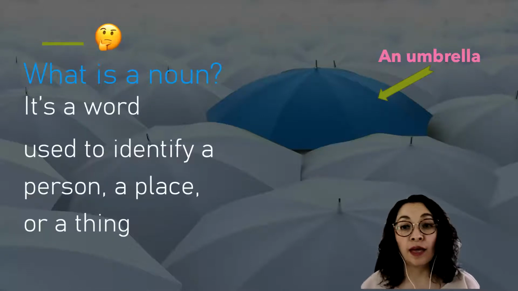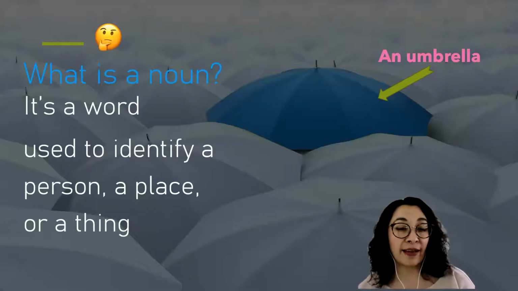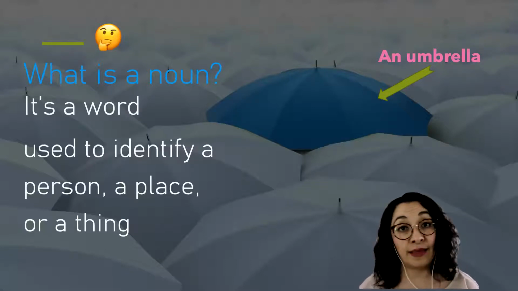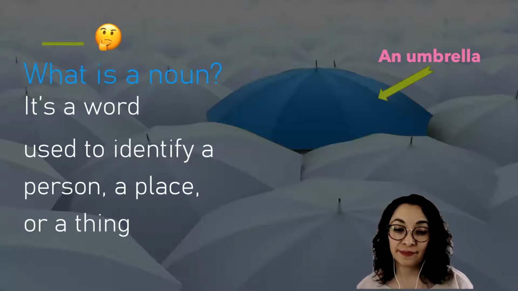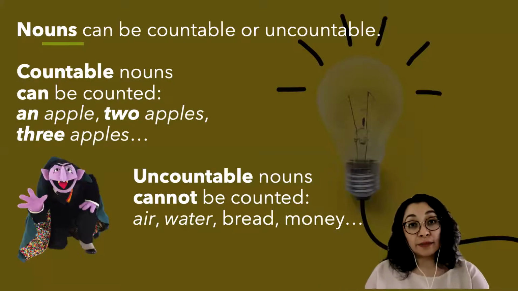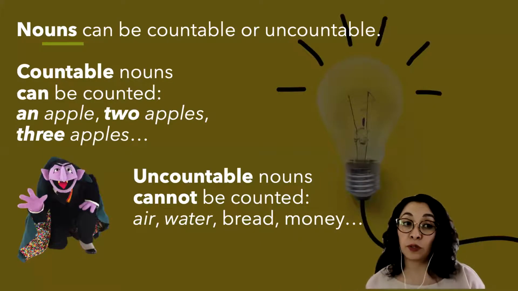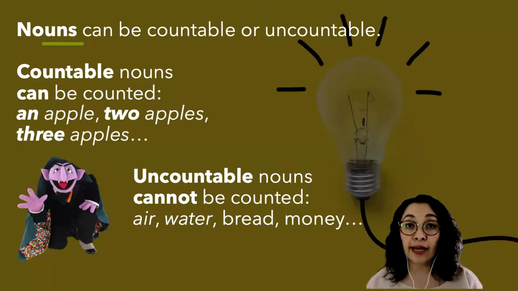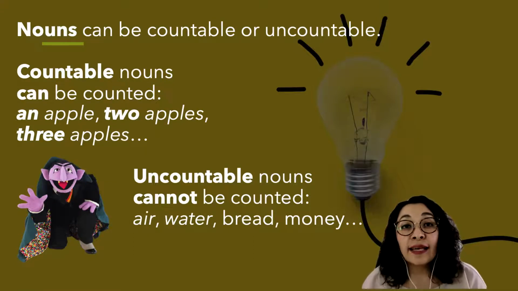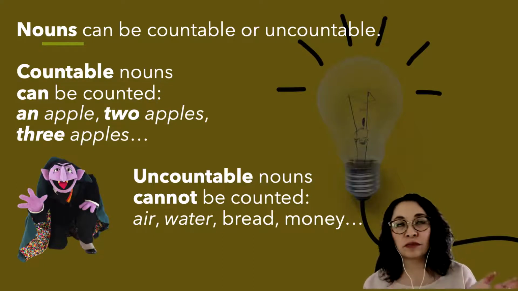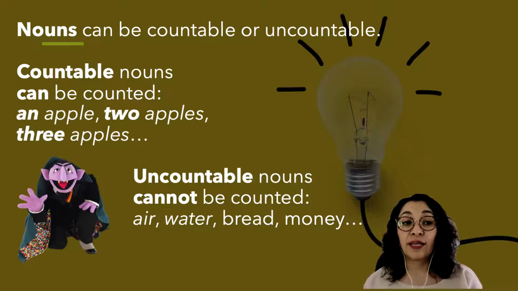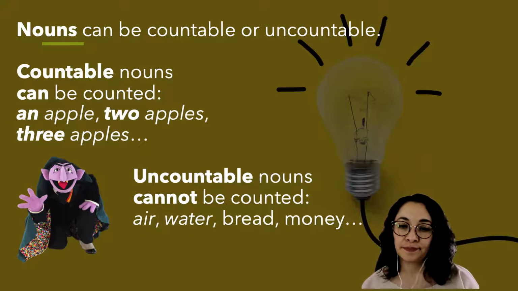For example, this is an umbrella. Umbrella is the name we have for this object. Nouns can be countable or uncountable. Countable nouns means that these words can be counted, in the sense that we can say an apple, 2 apples, 3 apples, etc. They have a singular form, apple, and a plural form, apples.